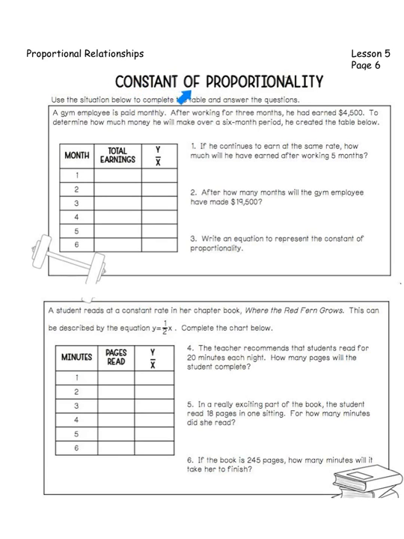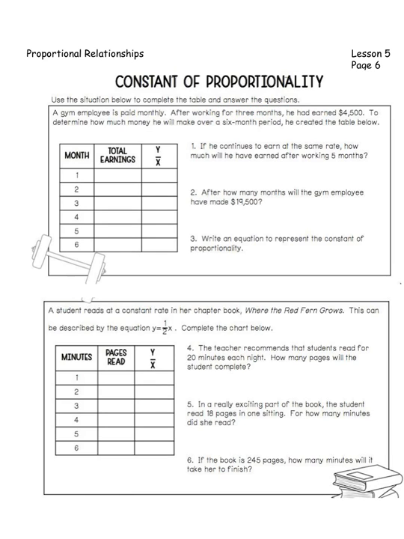It talks about the constant of proportionality again, and we can also refer to that as the K value, and it's also the unit rate. They're asking us to use the situation below to complete the table. So that's going to be our first task. And then answer the questions.